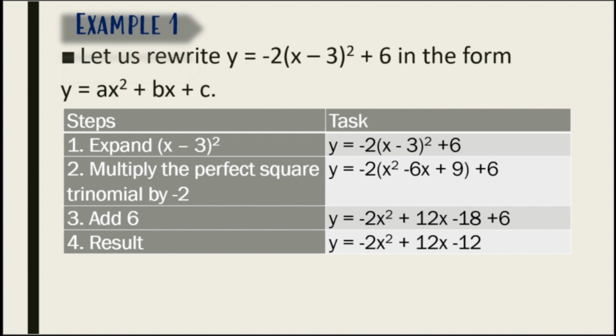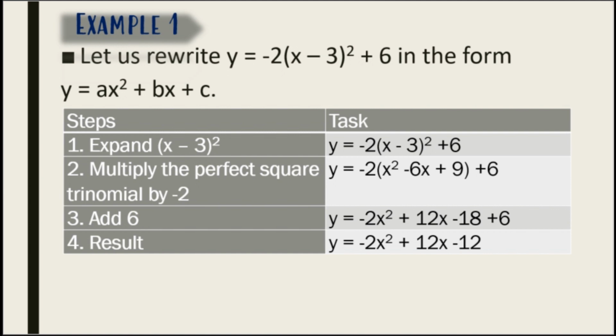So, let us first expand the binomial x minus 3. Expanding the square of x minus 3 gives us x squared minus 6x plus 9. So after getting that perfect square trinomial, we now multiply it by negative 2, since we have a is equal to negative 2. So multiplying it to the perfect square trinomial, we get negative 2x squared plus 12x minus 18.